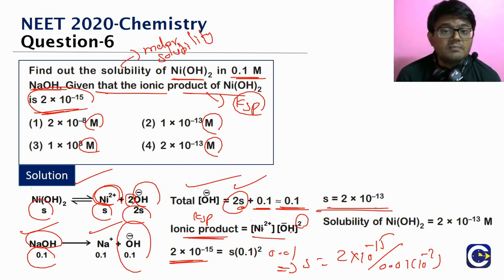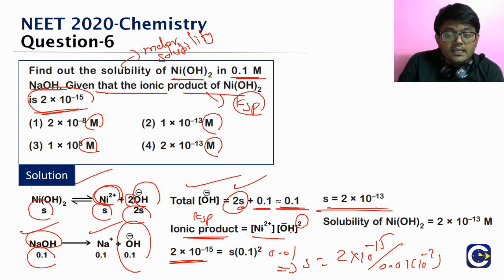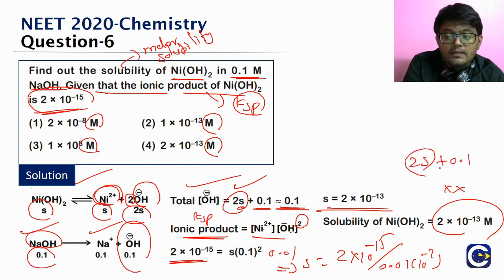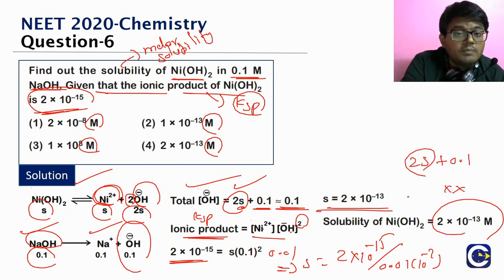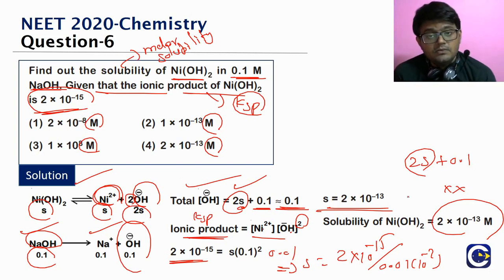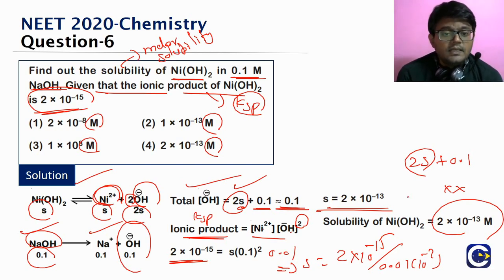So that S is nothing but the molar solubility, right? So we can see molar solubility is considerably low. That is the reason why we are able to neglect. When we are adding 2S to 0.1, look at the order of the molar solubility. It is 2 into 10 power minus 13, right? That is the reason why our approximation is appropriate. We approximated the total OH minus ion concentration to be equal to 0.1, isn't it? So the approximation is adequate.